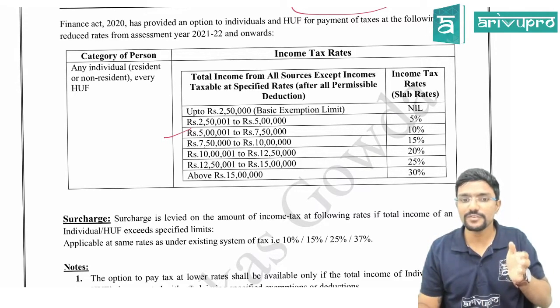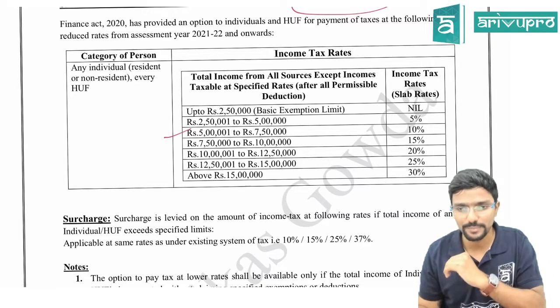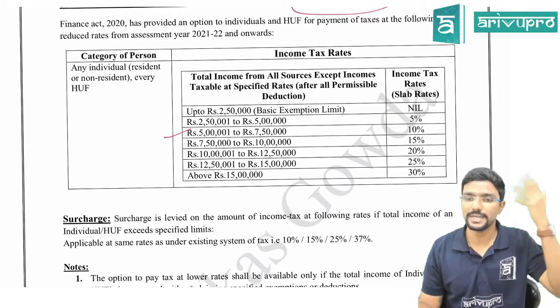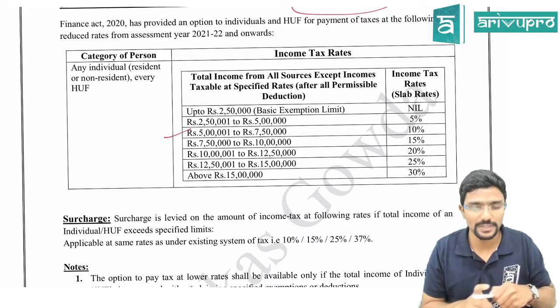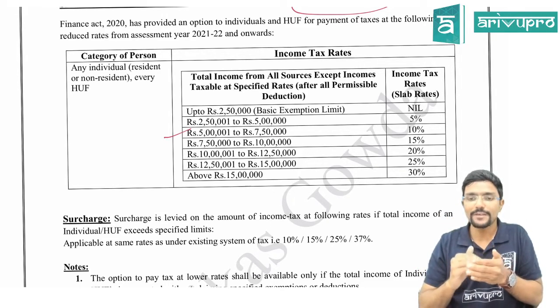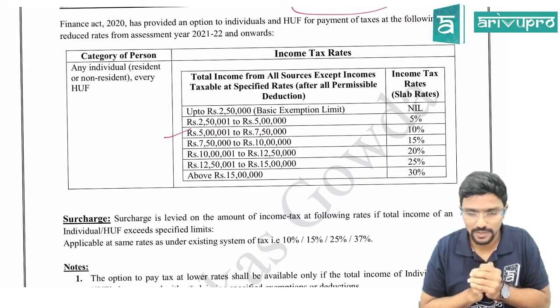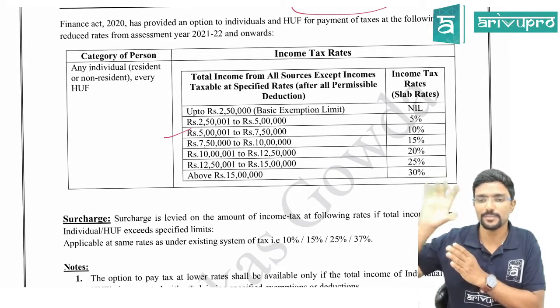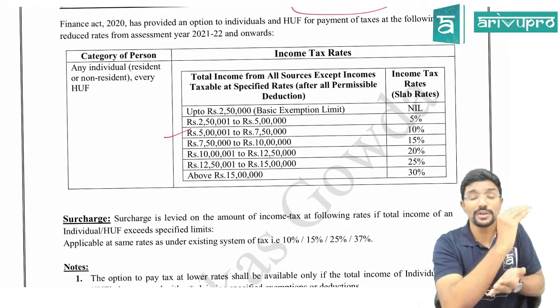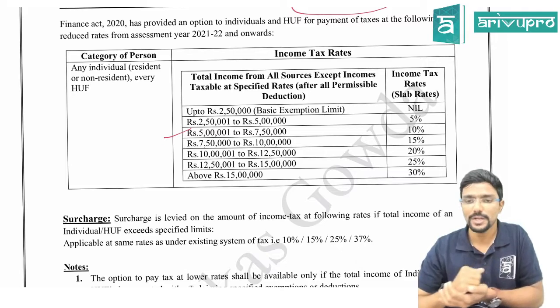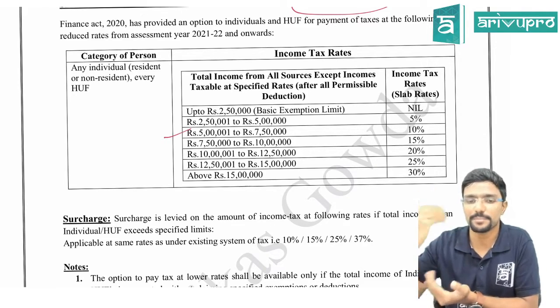Then from 12 lakh 50 to 15 lakh, it is 25%. Above 15 lakh, it is 30%. So one shortcut to remember this, simple: every 2,50,000 increase in the total income will increase your tax rate by 5%. I repeat, every 2,50,000 increase in your total income amount, your tax rate will increase by 5%.